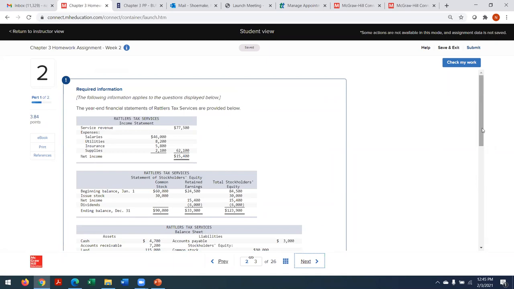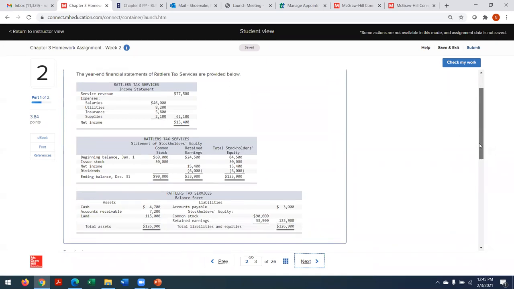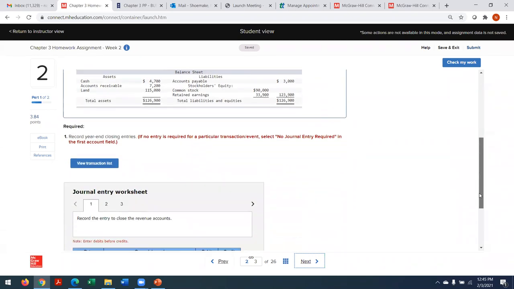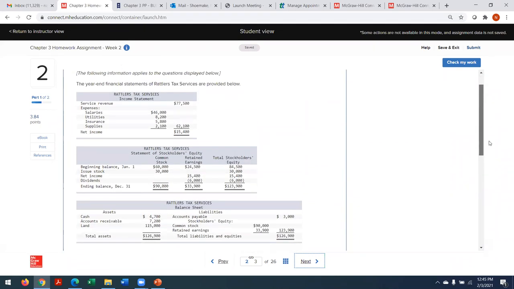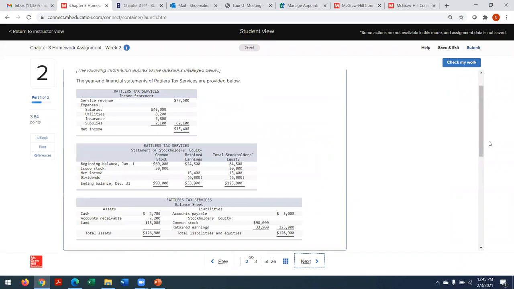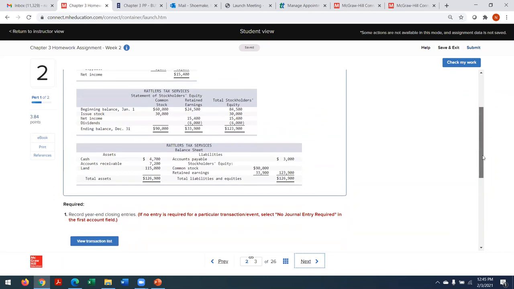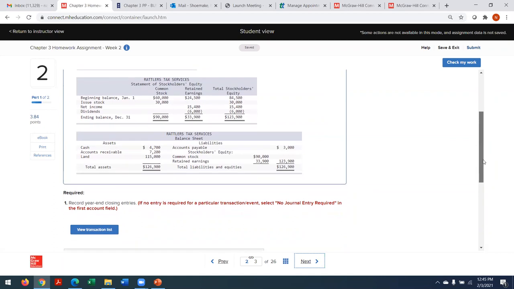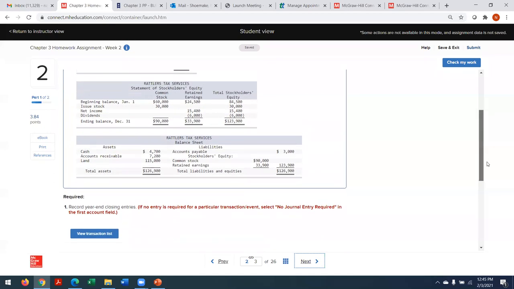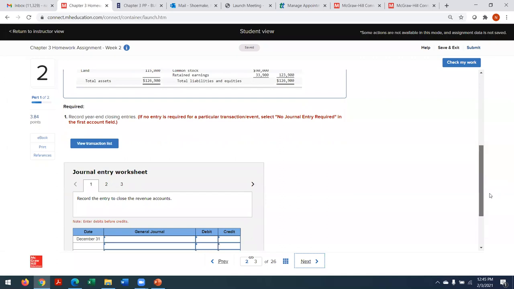Do I have it right here, guys? Is this right? Yes. Okay, so basically it's telling us the following information applies to the questions displayed below. We've got our income statement. We've got our statement of stockholders' equity. And we've got our balance sheet. It asks us to record the year-end closing entries.